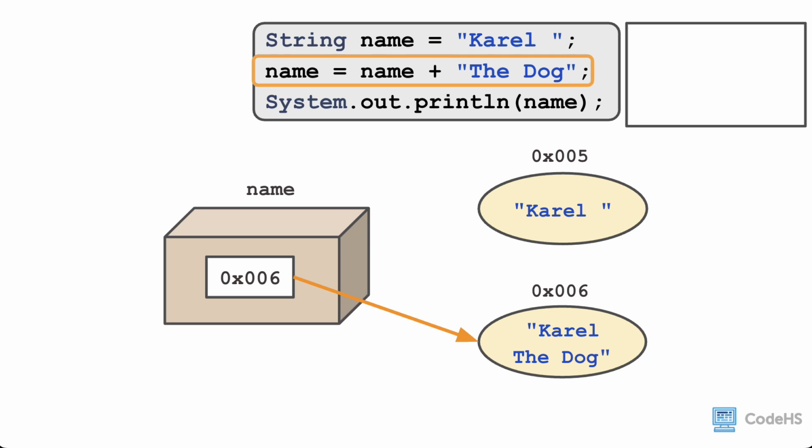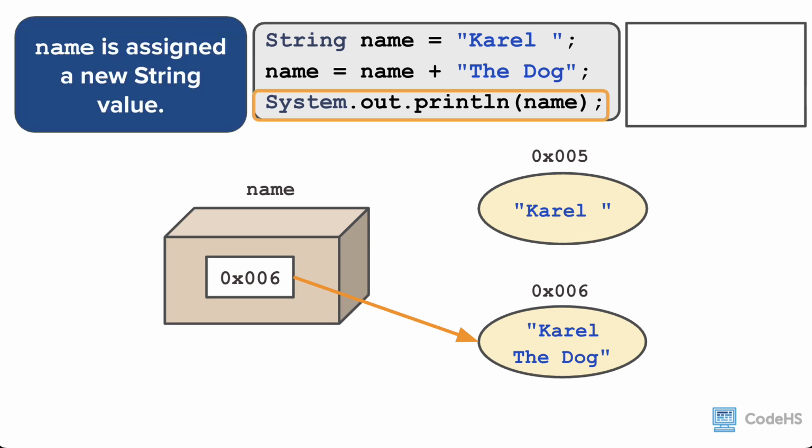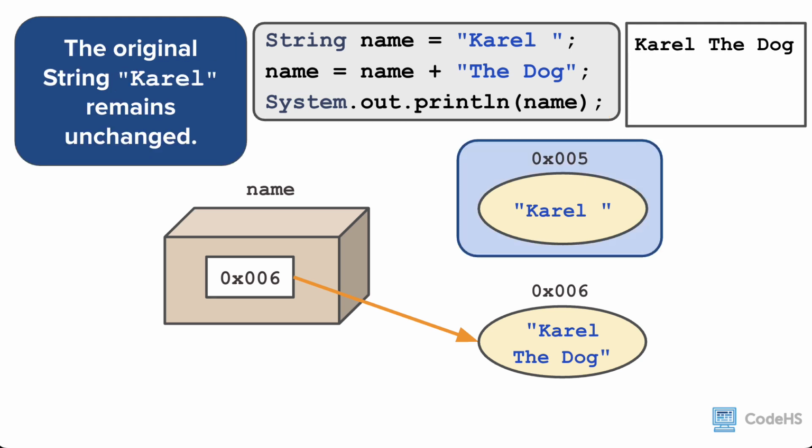This creates a new string object and updates the variable name's reference data to point to the new string object. There are two important things that happened here. First, the variable name is assigned a new string value, so when it is printed to the console, you get Carol the dog. And the second important note here is that the original string Carol remains unchanged because of string immutability. Even though name no longer points to it, it remains at memory location 0x005.